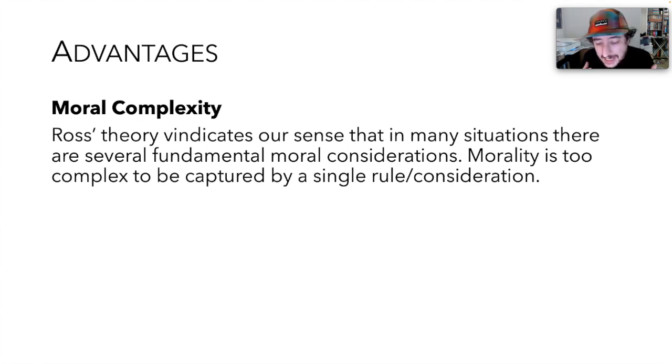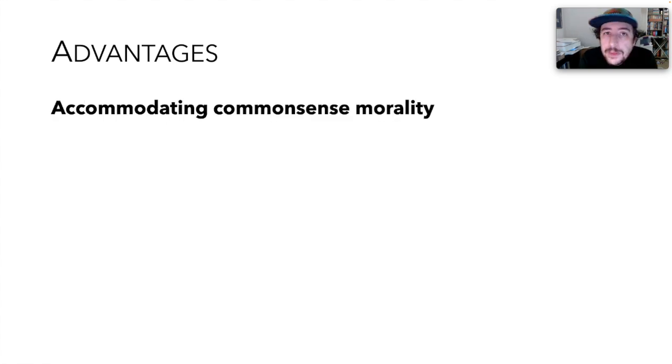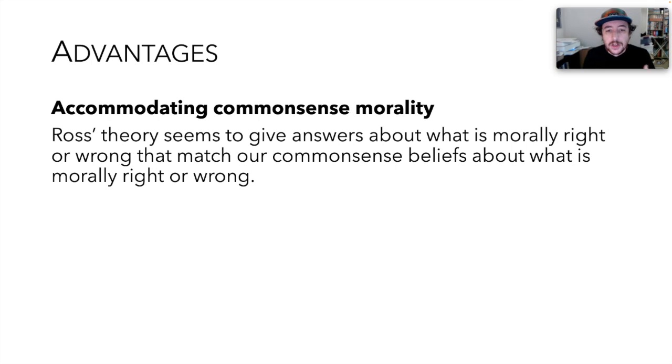But in a lot of actual scenarios, it just feels like there's more to consider than how much well-being is created. And Ross's theory matches that feeling that we get, because it suggests there really are multiple fundamental moral considerations, and none of them can be explained in terms of the others. Now, Ross's theory also has the advantage here of accommodating our common sense moral beliefs.